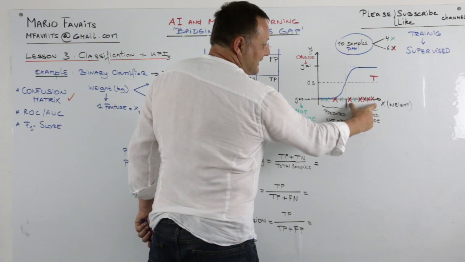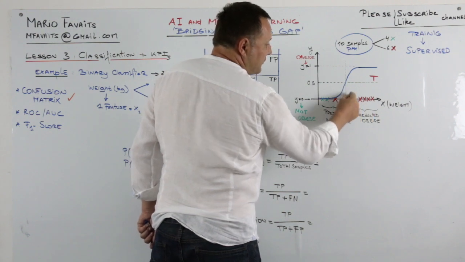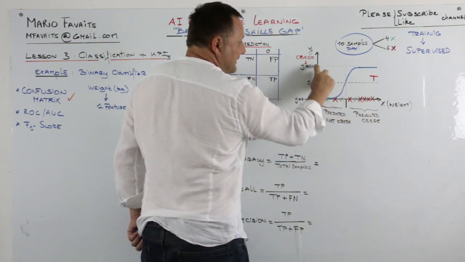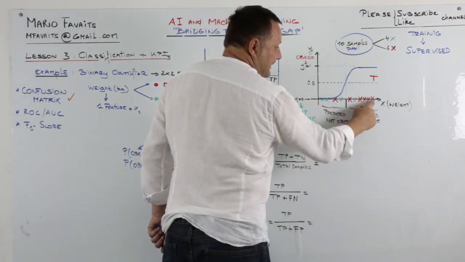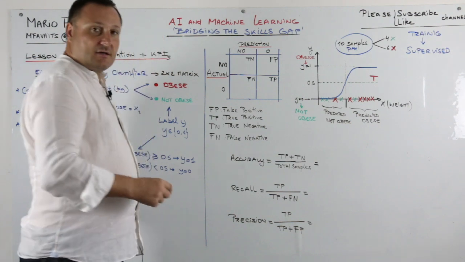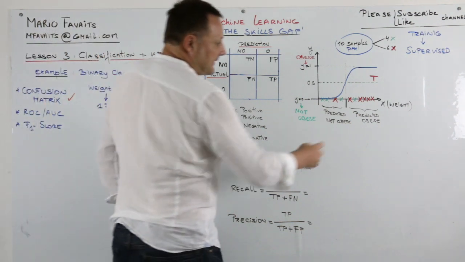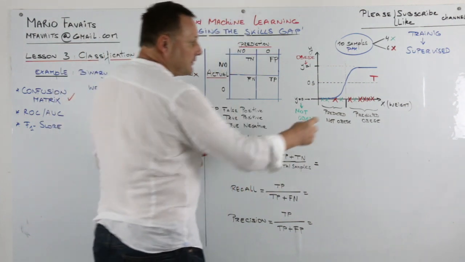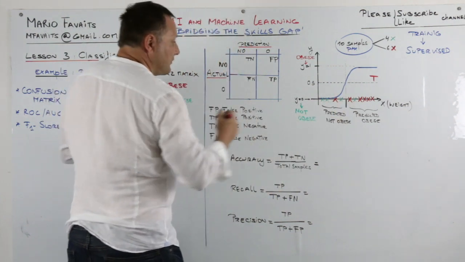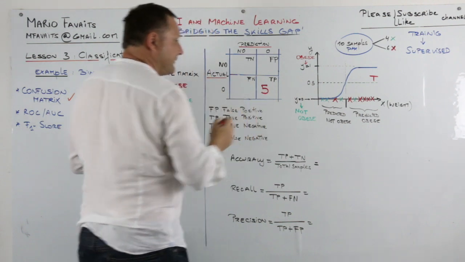The ones that I predict obese, that transform this weight into something in this bracket, 1, 2, 3, 4, 5, 6, 6 people here that I predict obese, but only 5 are truly obese. This green fellow is not obese. So we have 5 true positives.